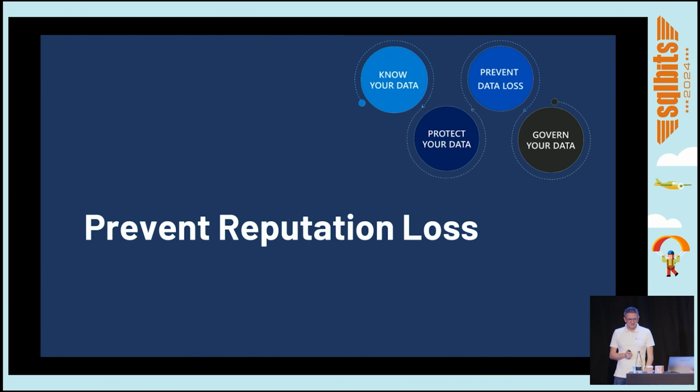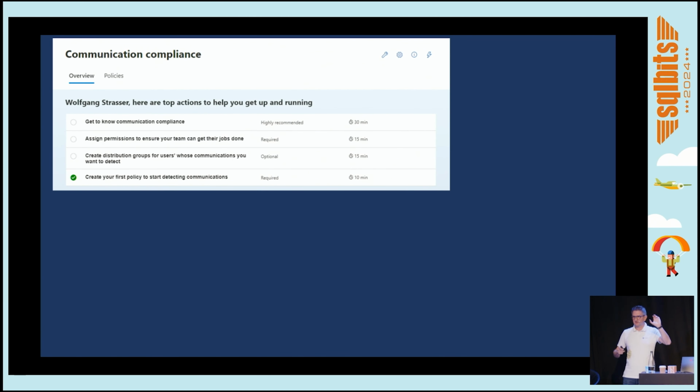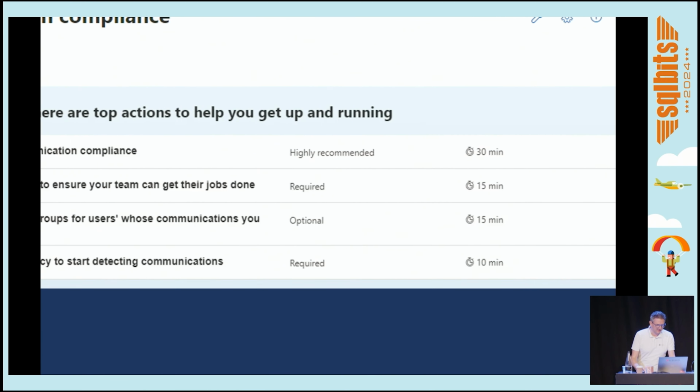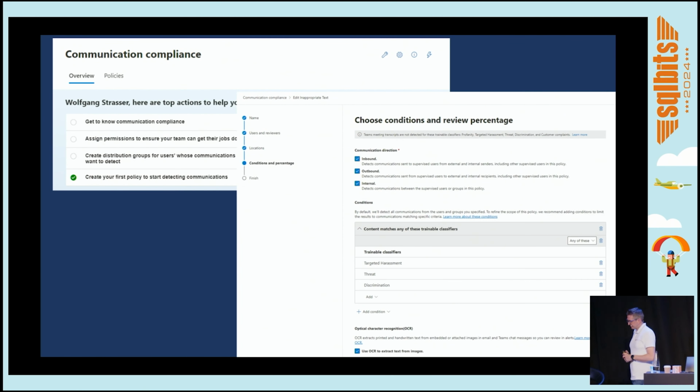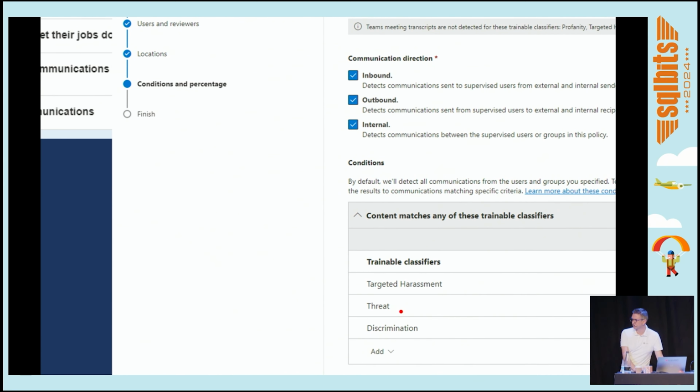Prevent reputation loss. It's also a thing. It's not only prevent data loss. And there's a concept and a service within Microsoft Purview. I haven't tested that one. We haven't enabled that one in our company tenant. It's communication compliance. And that one is a thing. It's not only to lose data, it's also to lose reputation, or to prevent some harassment within Teams messages, within emails. So there's a service that gets triggered if there is some message in your communication that contains, for example, targeted harassment, threat, discrimination.